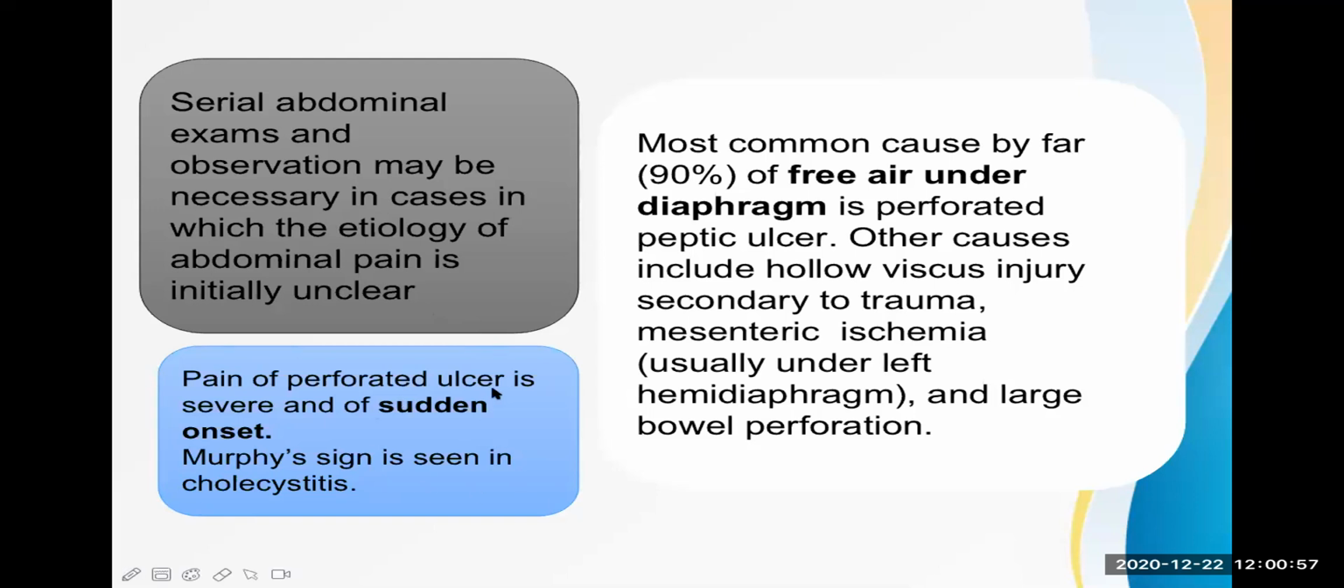Pain of perforated peptic ulcer is severe and of sudden onset. There's no doubt about it. It occurs in the epigastric area, and Murphy's sign is seen in cholecystitis. Murphy's sign. Now, can anyone describe what Murphy's sign is to me? Maybe you have heard this before. Yes? The pain radiates from the right shoulder to the.